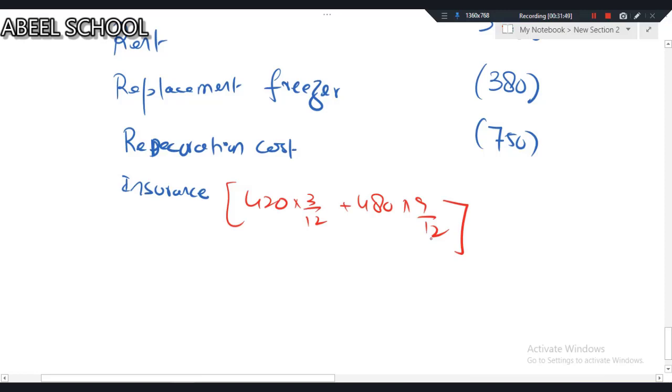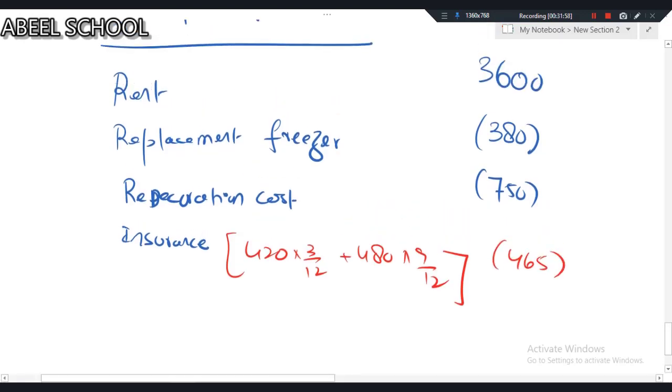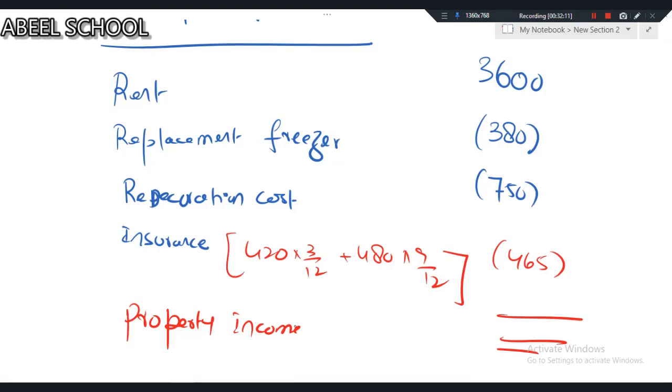Let me use a calculator. It is coming, dear student, 465. So here comes your property income. 3,600 minus 380 minus 750 minus 465. I'm getting a property income of 2005. The property income is 2005.